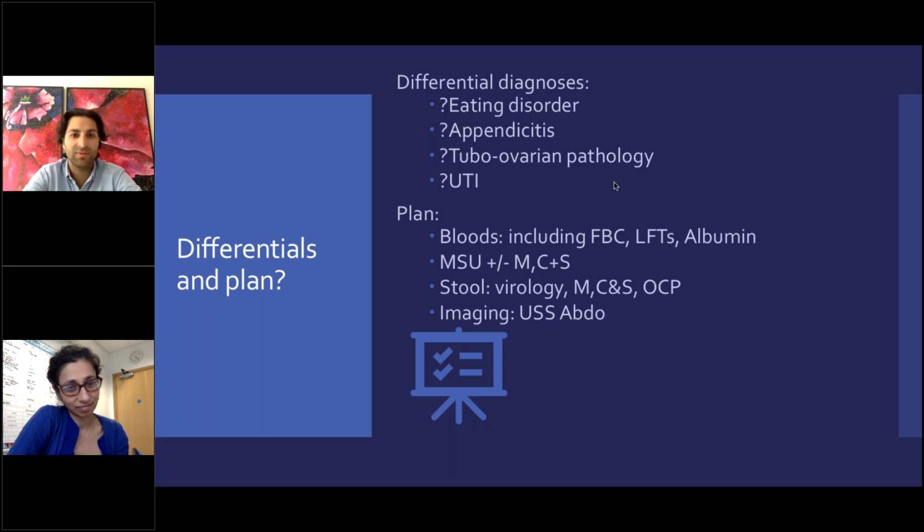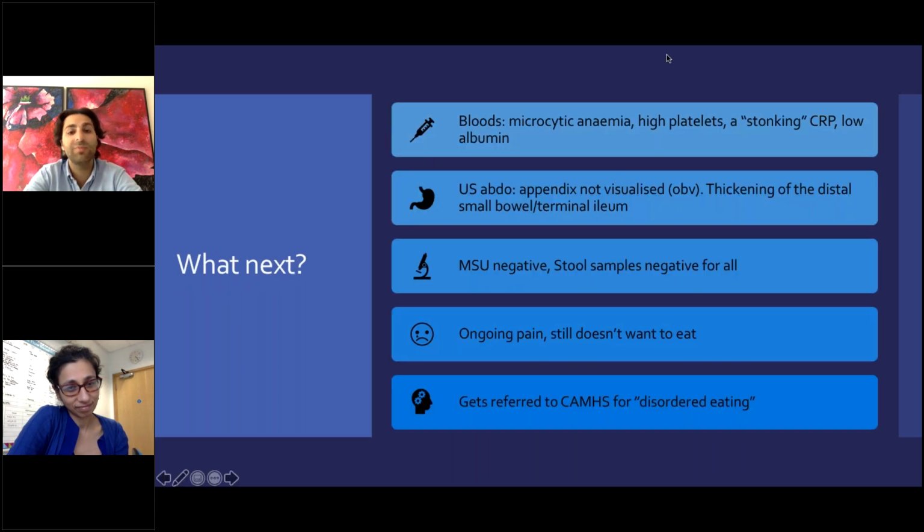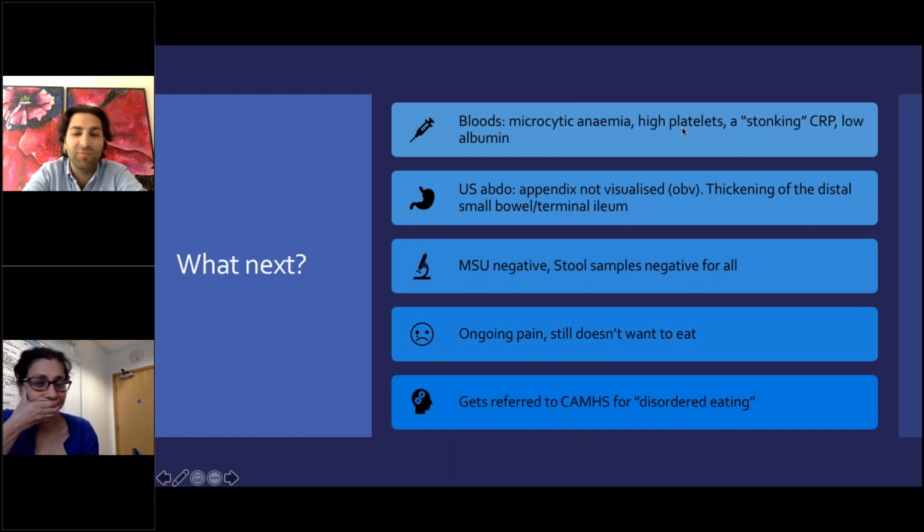And the results. So the bloods showed a microcytic anemia with high platelets and what a lot of people would term a stonking CRP. Think of it between 75 and 100. And she also incidentally had a bit of a low albumin. An ultrasound abdomen was performed, which obviously couldn't find the appendix because they never can, and it also showed some thickening of the distal small bowel.